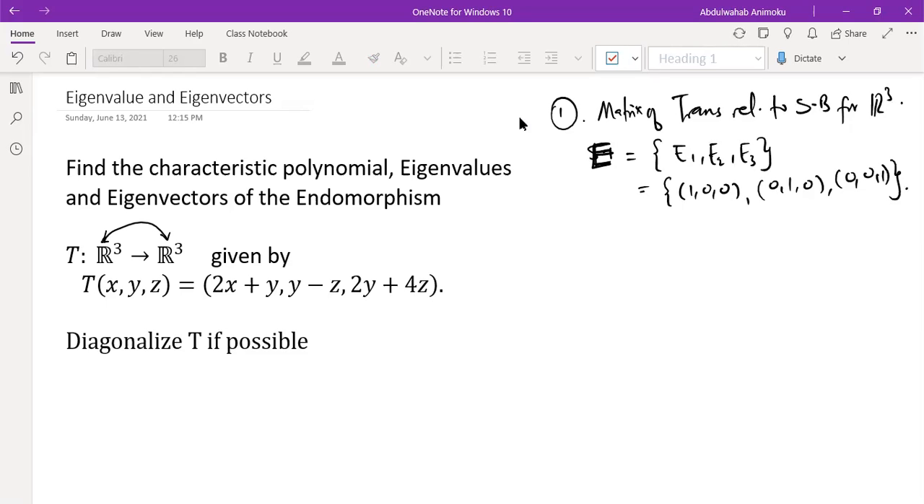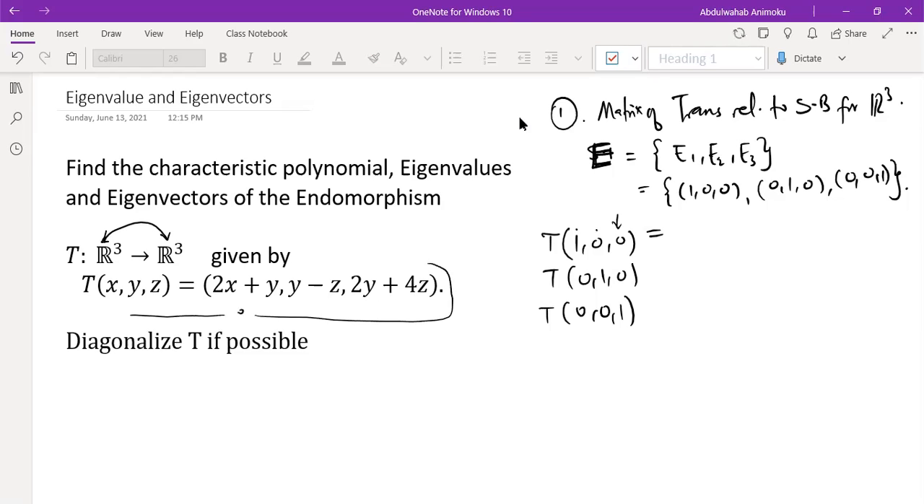Now we need to look for the matrix of this transformation relative to this standard basis. So what we do is we find the transformation of these vectors, and we're going to use this result to characterize the matrix. So how do we do this? This means that x is 1, y is 0, and z is 0. And when we substitute that into this transformation here, what does this give us?